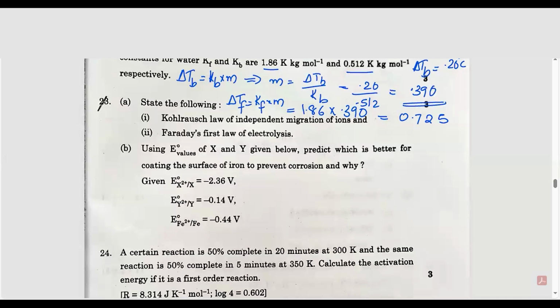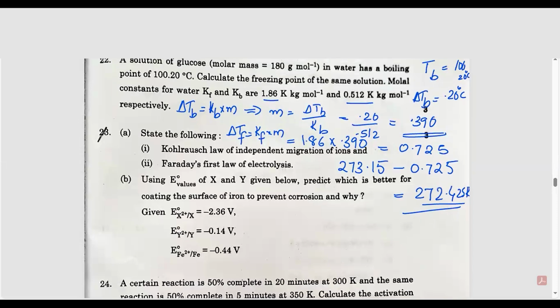How do you find the freezing point of the solution? We know that the freezing point of water is 273.15 K. You have to subtract from that: 273.15 minus 0.725. You will be getting the freezing point of the solution as 272.425 Kelvin. Not much complicated, but time consuming, because you have to use two equations of the same type and there is a calculation part also. That's all, 2 marks.